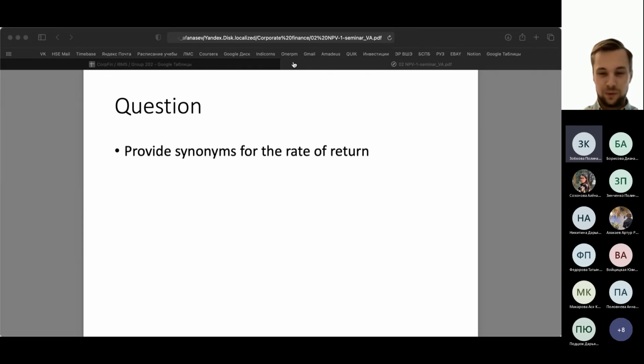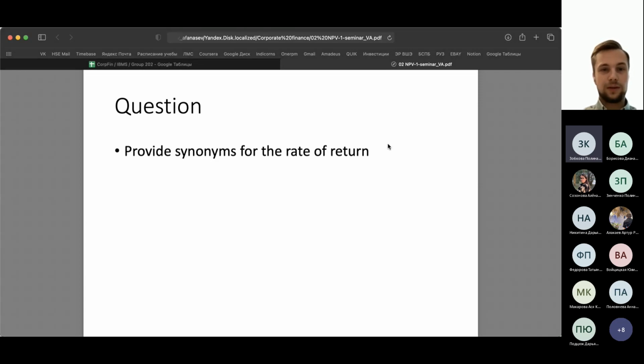Well, but in general, what is the rate of return? What do we call it in general? The interest rate. Yes, interest or percent rate. So this is the measure of how some quantity changes over time.